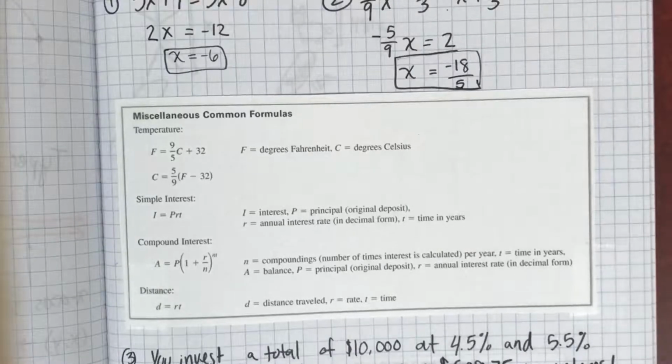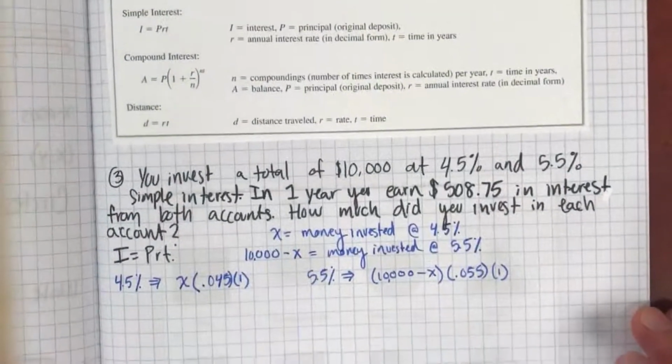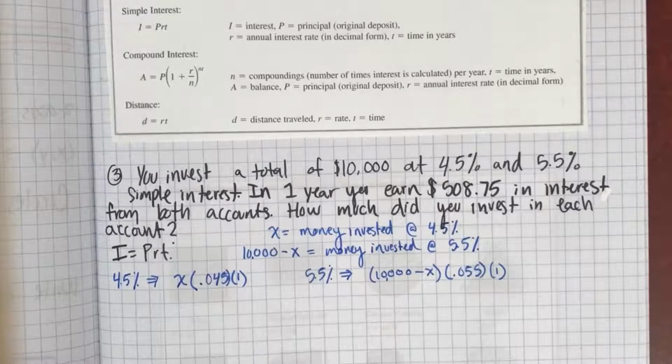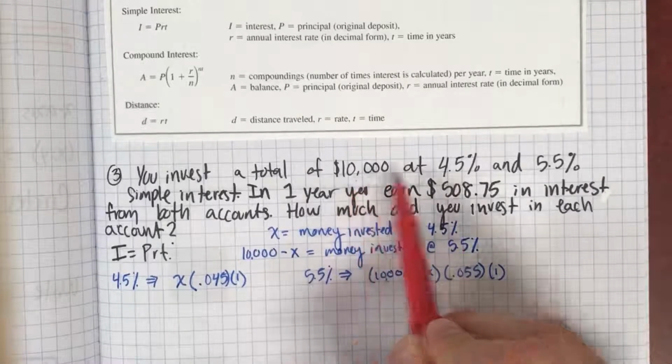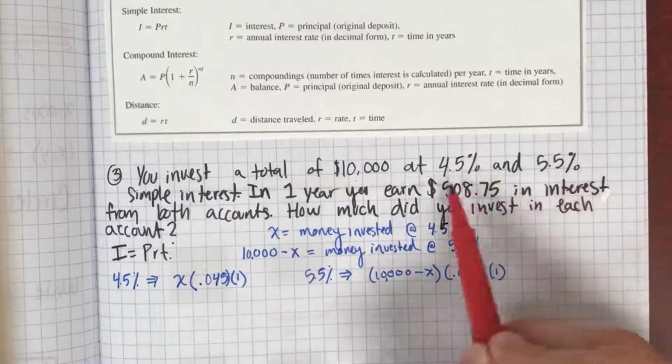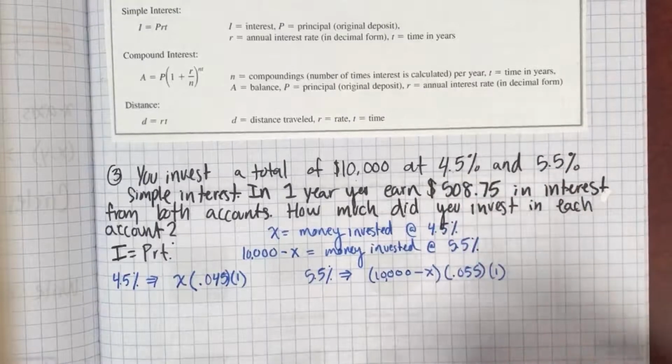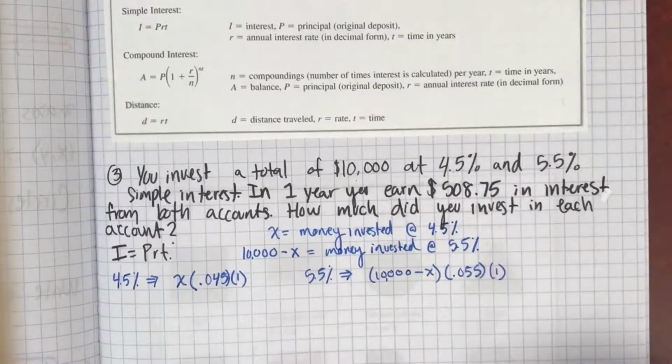All right, so let's do a problem where we are looking at simple interest. Here we're investing a total of $10,000 at 4.5% and 5.5%, and it is simple interest. In 1 year, we earn $508.75 in interest from both accounts, and we're trying to figure out how much we invested in each account. So I know I invested $10,000 into two different accounts. I don't know how much. Maybe I gave it to a banker and said, hey, go invest this for me, and they did, and I just don't know. But now I'm trying to figure it out.